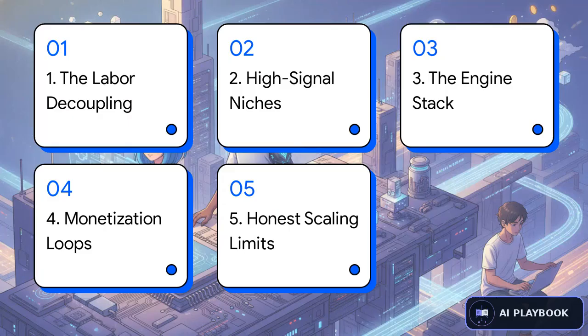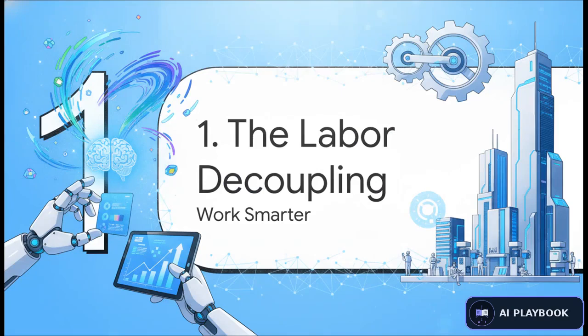Okay, so here's our blueprint for this explainer. We're covering 1, the labor decoupling, 2, high signal niches, 3, the engine stack, 4, monetization loops, and wrapping up with 5, honest scaling limits. Let's jump in. Section 1, the labor decoupling.